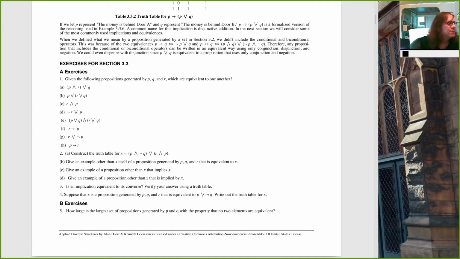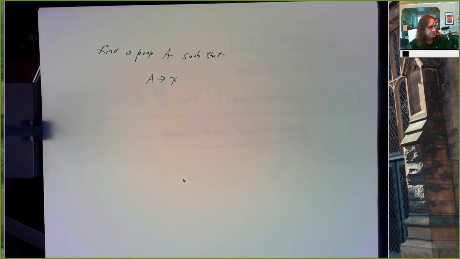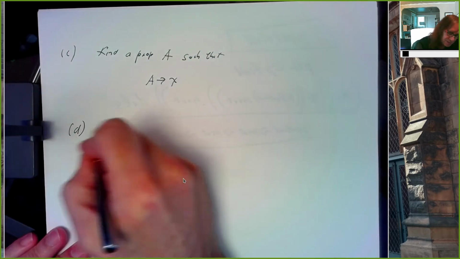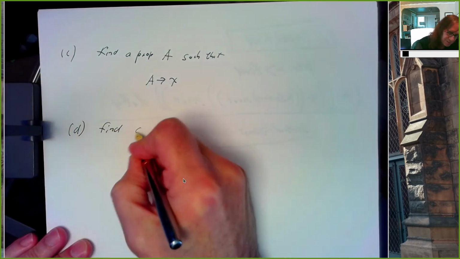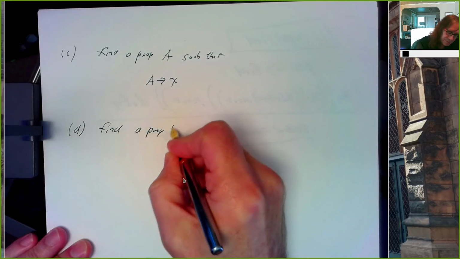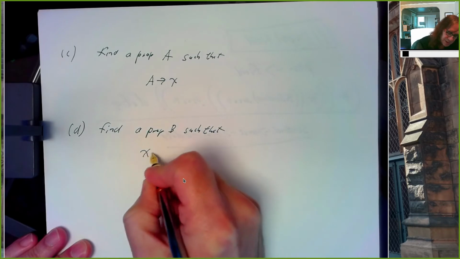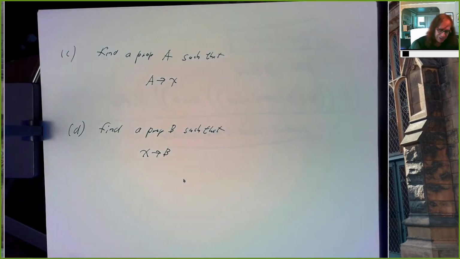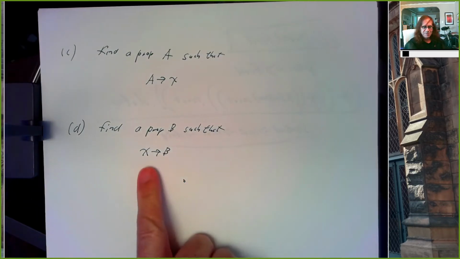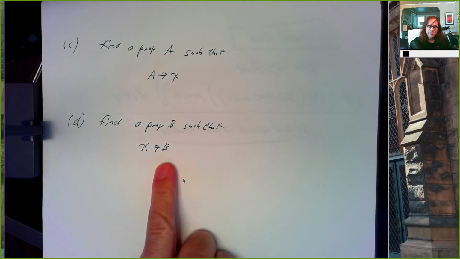All right. And then part C says find a proposition, or part D says find a proposition that is implied by X. So this is part C, and then part D, find a proposition B such that X implies B. In other words, find something such that if X is true, you're guaranteed that this is also true.